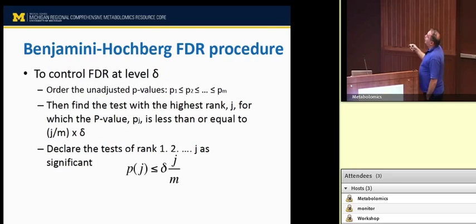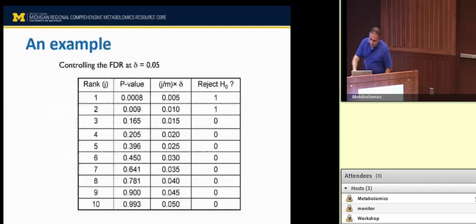And you keep calling some of them significant, using this type of threshold, where delta is the level that you have decided to call them significant, M is the total number of hypotheses, let's say 1,200, and this is the index in this list. So it's much easier to see exactly what goes on with this sort of table.